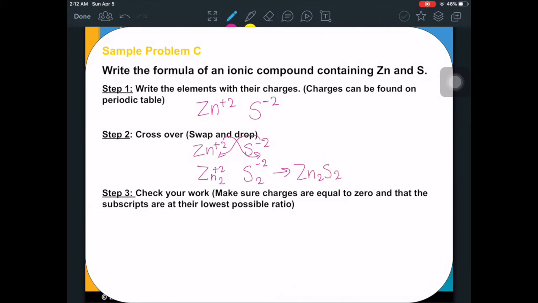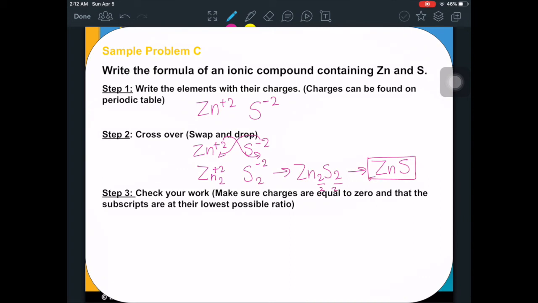Zn2S2. However, this is actually not entirely correct. This is because when you have two numbers that are exactly the same, you can just divide them each by 2 and get rid of them entirely. Because really, we're looking for the lowest ratio that you can possibly have. So instead of Zn2S2, we just want ZnS. It's the exact same thing, it's just less complicated. And this is more likely going to be what your compound is going to look like.